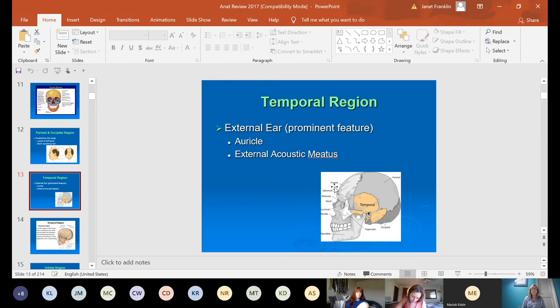And the external acoustic meatus is the little hole inside your ear that leads to the inside of your skull.